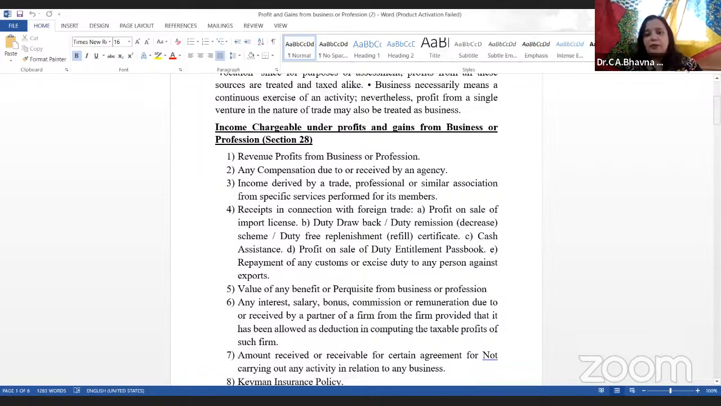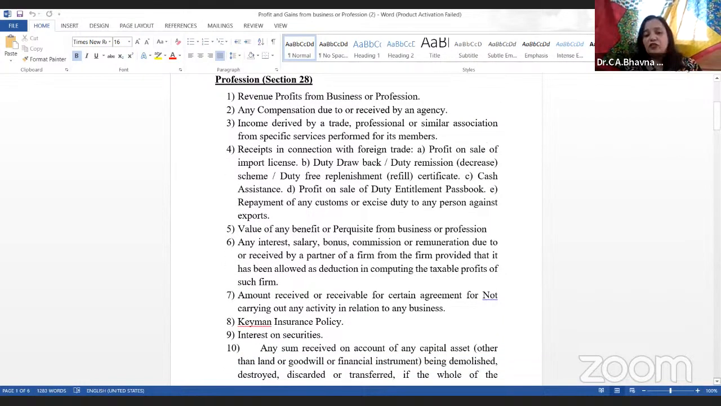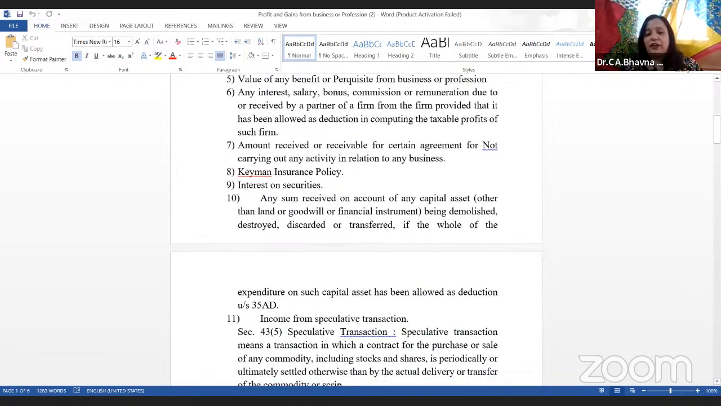Any interest, salary, bonus, commission received by a partner, any profit received or receivable for certain agreement for not carrying out any activity in relation to any business, any keyman insurance policy, any interest on securities, any sum received on account of any capital asset. आपकी कोई कैपिटल असेट डिमोलिश्ड हो गई है, डिस्कार्ड हो गई है और उसके ऊपर पूरी डेप्रिसिएशन चार्ज हो गई है, then whatever amount you get, that would be allowed.